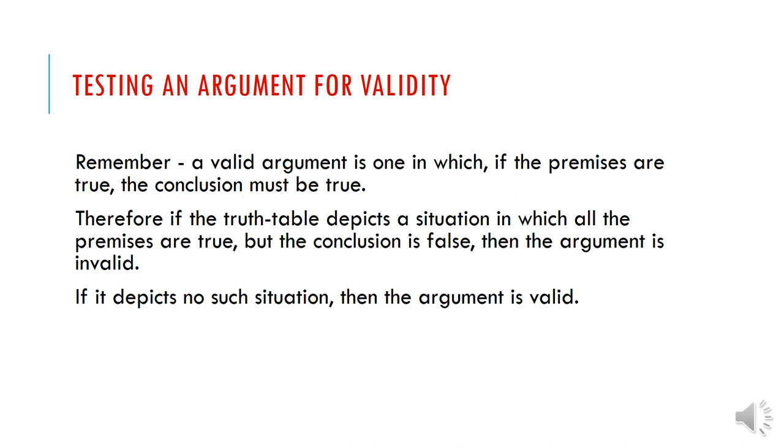What we need to look for is true premises and a false conclusion, because we're trying to determine whether or not the conclusion follows from the premises. So if there are any rows where the premises are true and the conclusion is false, the entire argument is invalid. If there are no such rows, the argument is valid.